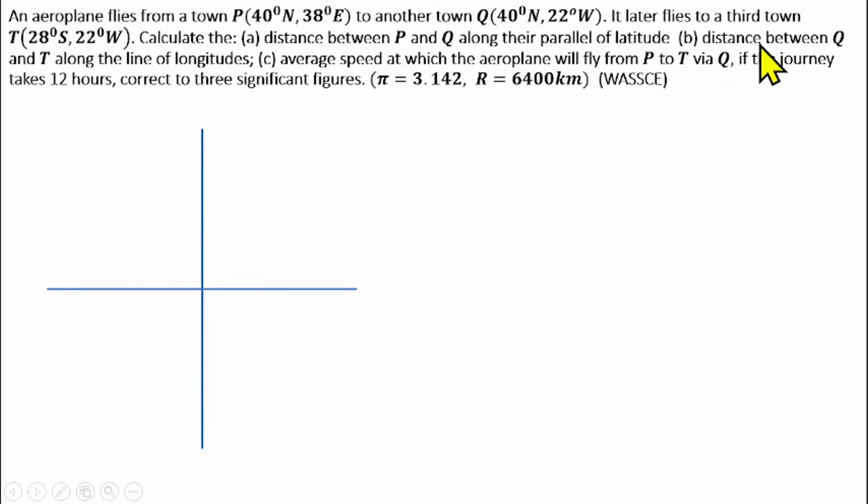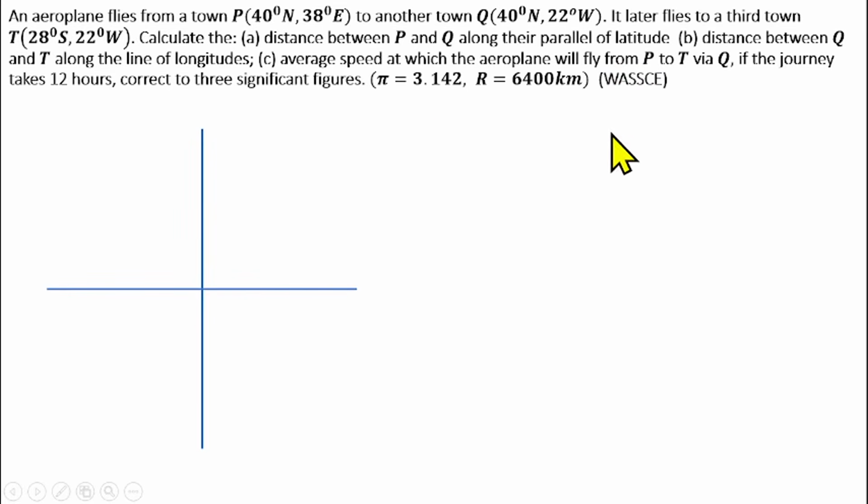It later flies to third town T. Calculate the distance between P and Q along the parallel of latitude. Distance between Q and T along the line of longitude. The average speed at which the airplane flies from P to Q, from P to T via Q, if the journey takes 12 hours, to a significant figure.